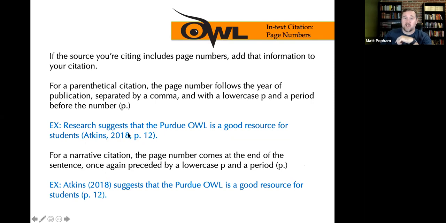If there's no page number, then we cut it off at 2018. So here's where it can get wonky. You've got a choice. You can either cite your sources in parentheses, right here, or you can cite them in a narrative style.